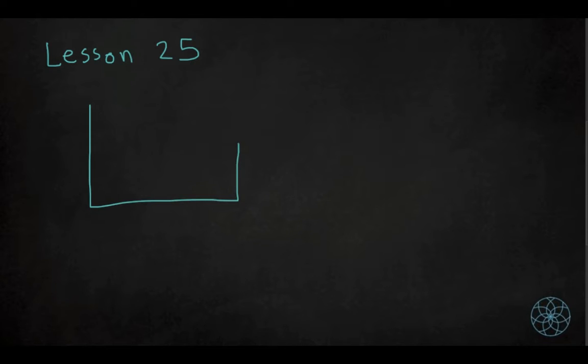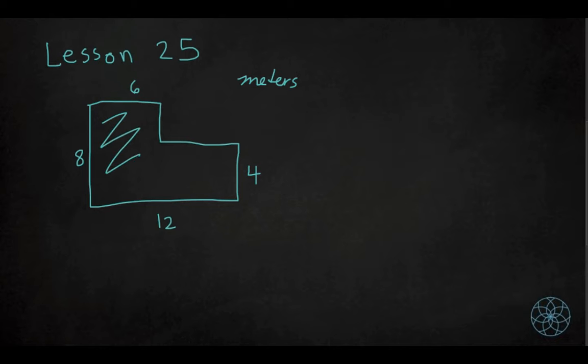Go ahead and copy this shape onto your paper. And this will be a very interesting lesson because I think some of you might think, hey, they didn't give me enough information. Your job is to find the area of the shape and note that units are in meters. So that means we need to figure out what the shaded portion is. How many meters squared would that be?